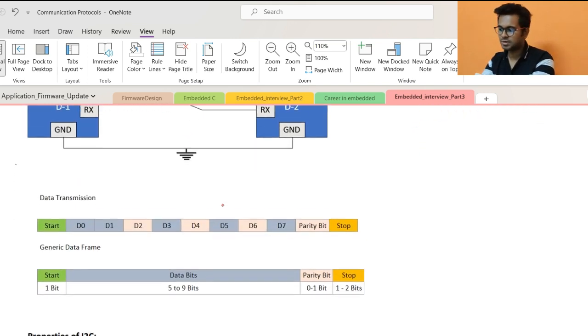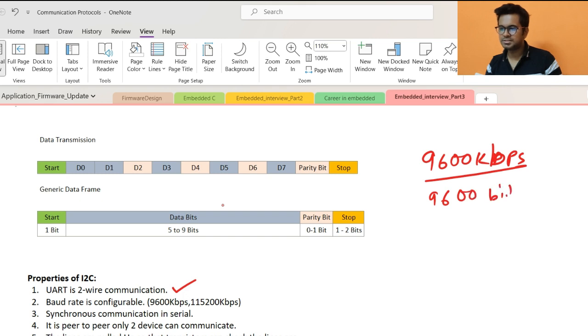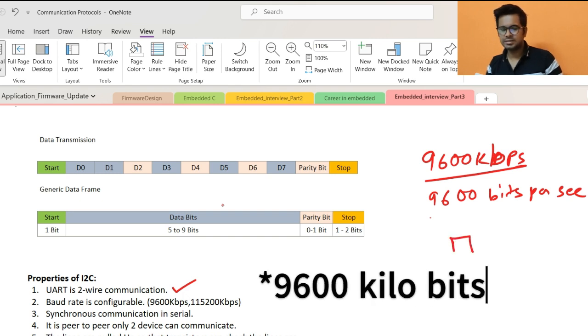Let's first understand their properties, otherwise it will be confusing. The first property is that UART is a two wire communication. Then baud rate is configurable. What is baud rate? Baud rate means the speed at which you are sending, like how many bits you will be sending every second. When I say 9600 bps, then we are sending 9600 bits per second. From this you can understand how much time interval is taken between one bit, a simple mathematical calculation.